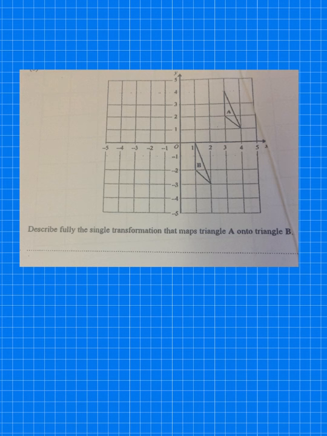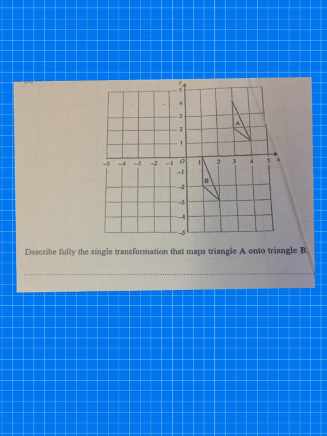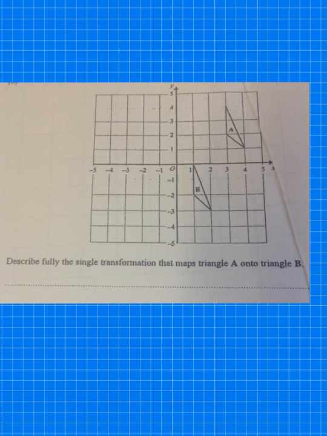Next question, describe fully the single transformation that maps A onto B. So this time we're going from this triangle to this one. Clearly it must be a translation because it's exactly the same position and looks exactly the same. So try and work that out while I put the answer up.